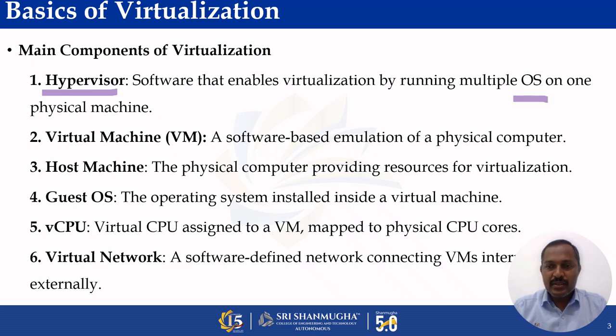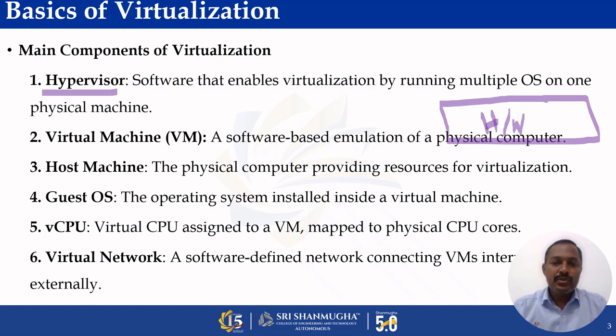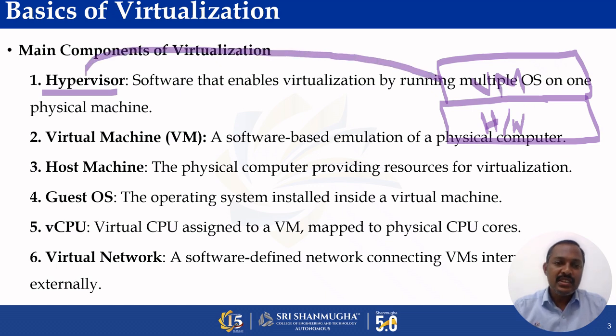In the last slide we discussed there's physical hardware, computing hardware. Above that we are going to create a virtual machine. How is this virtual machine created? This virtual machine is created with the help of software called hypervisor. This software enables virtualization by running multiple OS on a physical machine. With the help of this hypervisor, we are creating a virtual machine. On that virtual machine, we are going to create the required number of operating systems.